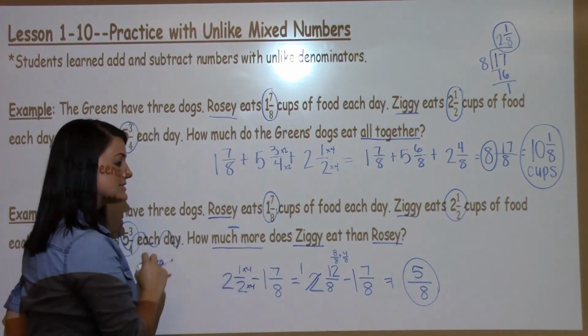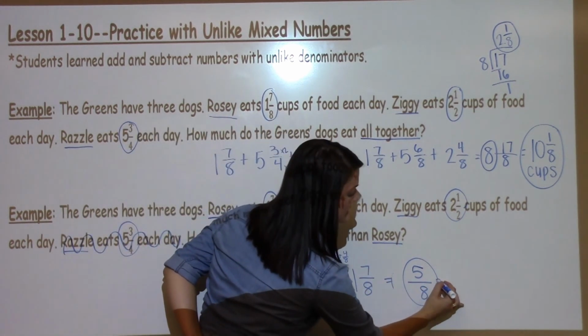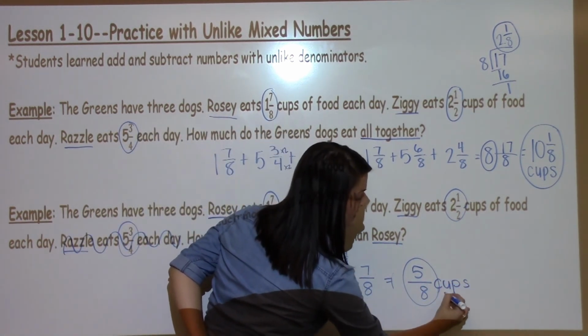So how much more does Ziggy eat than Rosie? Ziggy eats 5/8 cups more.